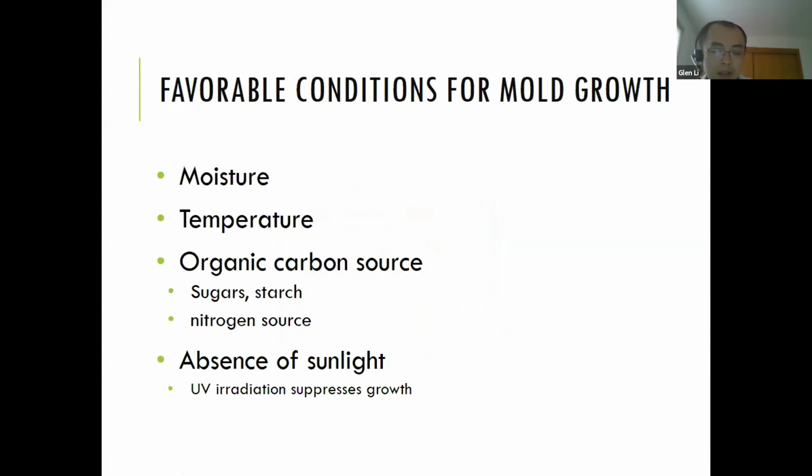So what factors do affect mold growth? Well, moisture does play a factor. Really, the higher the moisture, the more favorable it is.